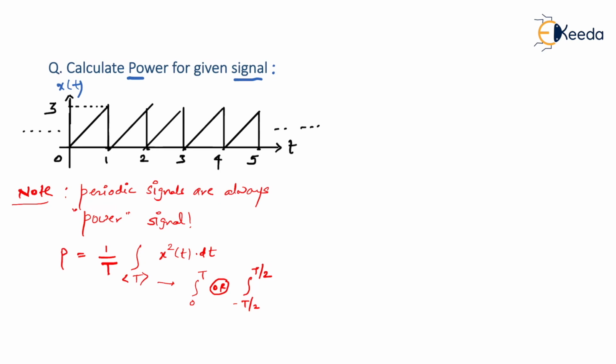But this formula is applicable only when the given signal is periodic. And periodic signals are always power signals. Please remember that. Periodic signals are never energy signals. Periodic signals are always power signals. So now let's get back to the point. We have to go for power calculations here.